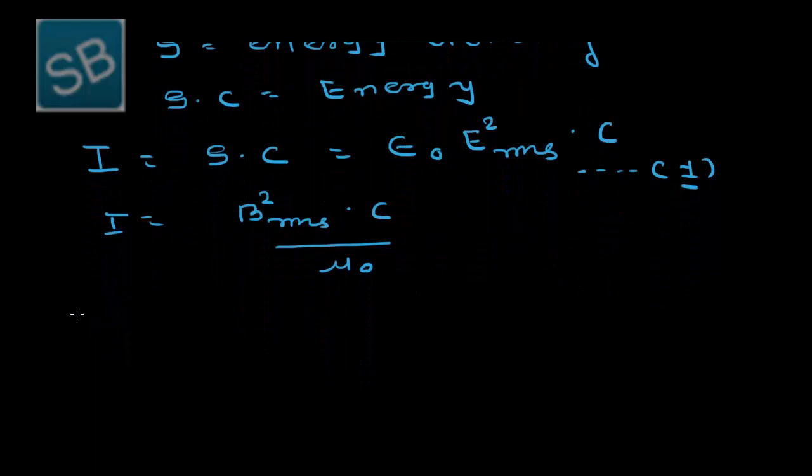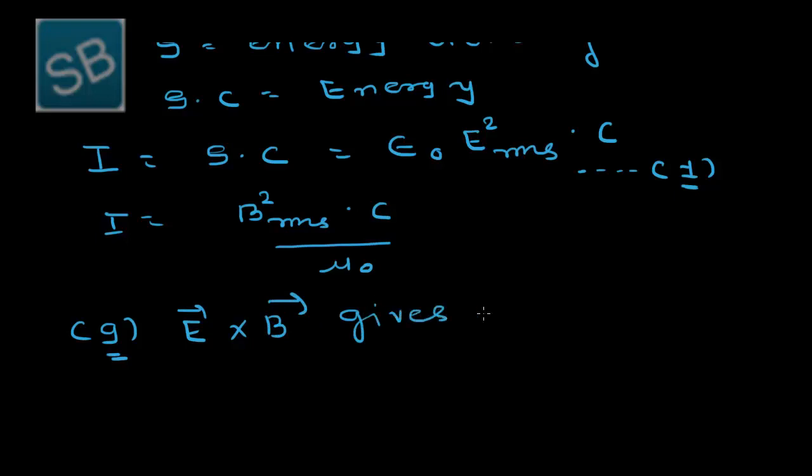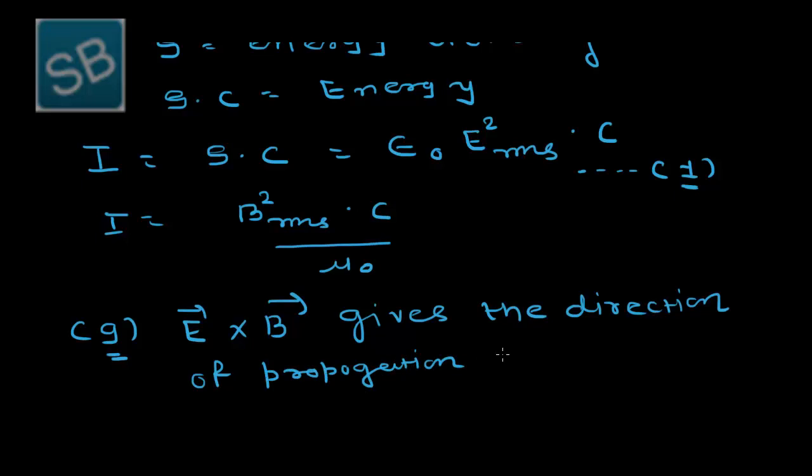And now come to the last characteristic of electromagnetic waves. E cross B gives the direction of propagation of electromagnetic waves, which we have seen in article number 3.2 and also in this particular article. And now we will solve some illustrations related to the discussed theories.